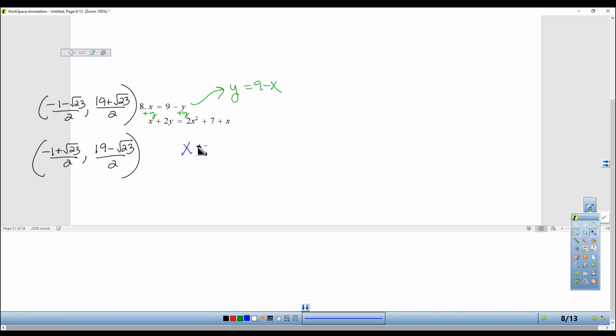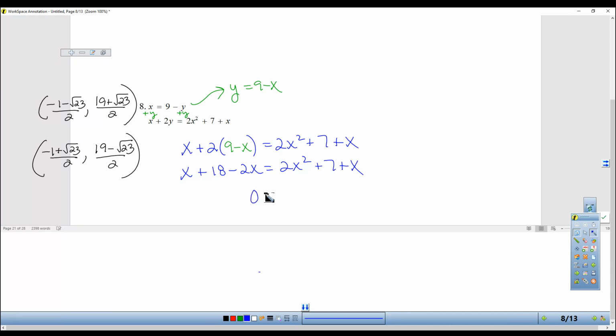So I have x plus 2 times y. So I'm going to put that 9 minus x right there where there used to be a y, equals 2x squared plus 7 plus x. I'm going to simplify it just a little bit. X plus 18 minus 2x is equal to 2x squared plus 7 plus x. I see an x squared in my equation. What do? I set it equal to 0. Are you so sick of this yet? I set it equal to 0 and factor. So these x's actually cancel, but I do have to move that 2x over. And I'm going to move the 18 over, which is going to give me a negative 11.